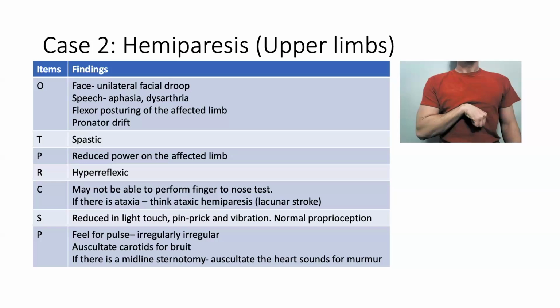In the procedural examination, you want to check for pulse, feel if it's irregularly irregular. If it's irregularly irregular, then that patient might have a stroke as the cause of their hemiparesis. Auscultate for carotid bruits. And even though this is a neurology station, it doesn't mean we throw away our stethoscope, so it's very, very important to do that. If there's a midline sternotomy, auscultate for any heart sounds or murmur, because that patient might have had valvular surgery or infective endocarditis in the past. That could potentially contribute to a stroke that's causing the hemiparesis. So these are clues that you want to look for in your examination in these cases.